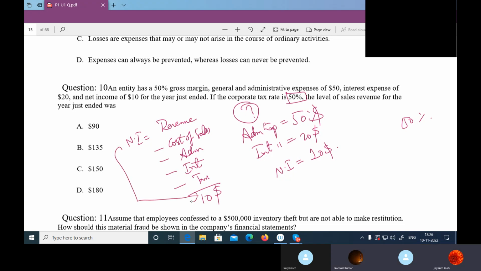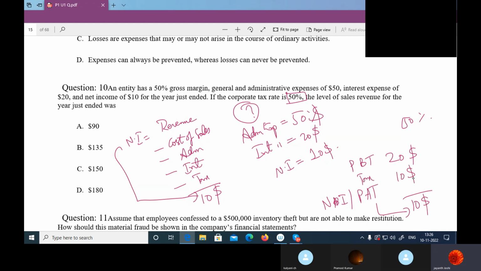So if your income before tax would have been $20, then your PAT or net income would have been how much? They have given $10. That means your tax is how much? $10. Why? Because PBT is $20 and 50% of that would be $10. So $10 is your tax and $10 is your net income. So PBT is $20. I reached this stage, PBT.